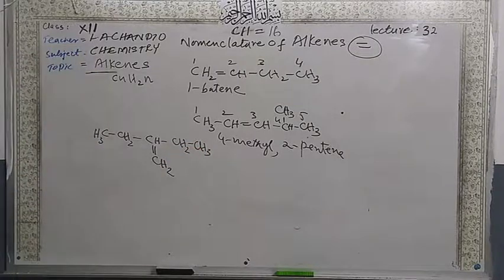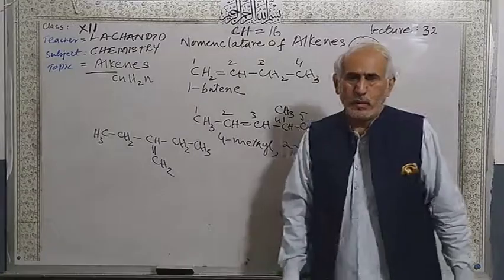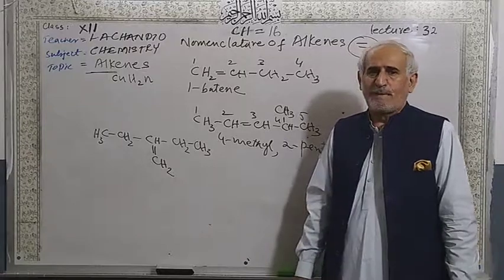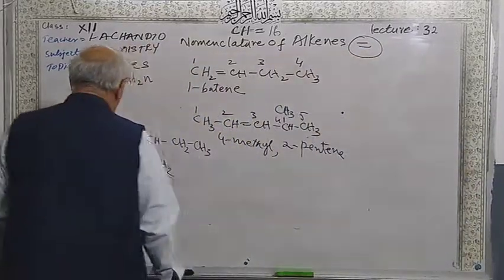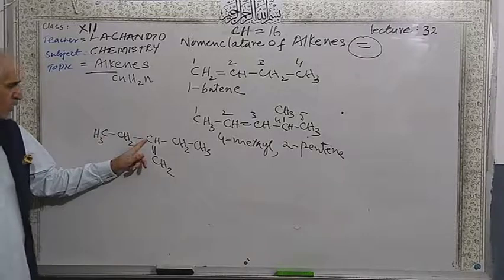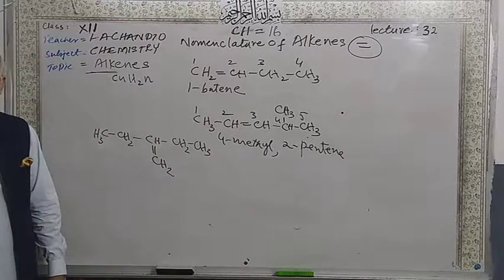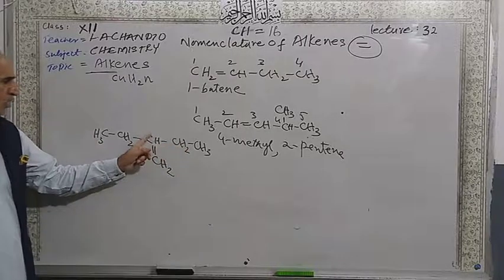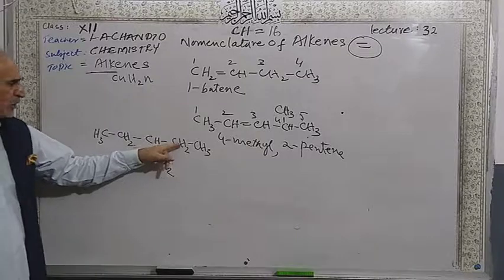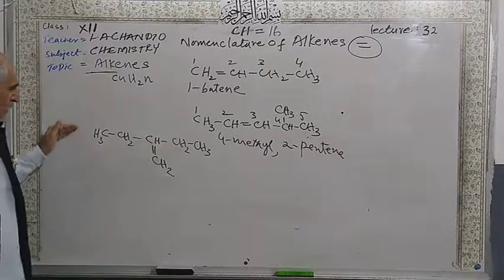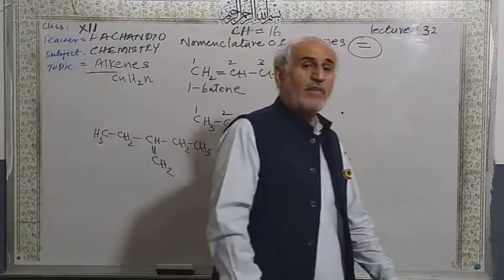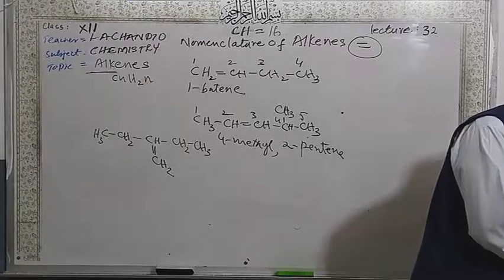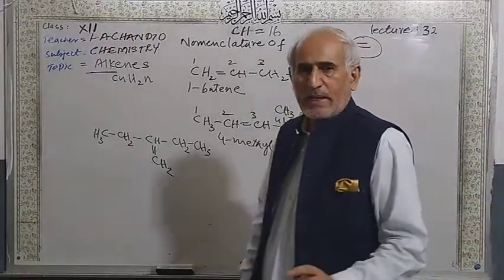Now students, you see that the double bond is here. If you start from this side, 1, 2, 3, 4, that is a chain of 4. If I go straight, 5 carbon atoms are there. The longest chain is 5.